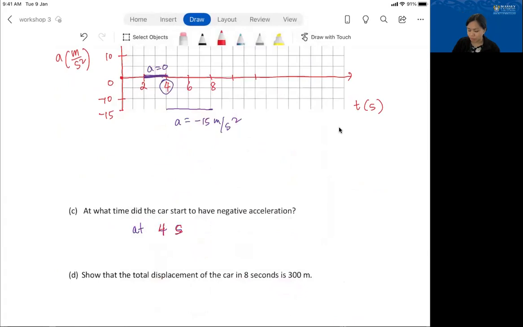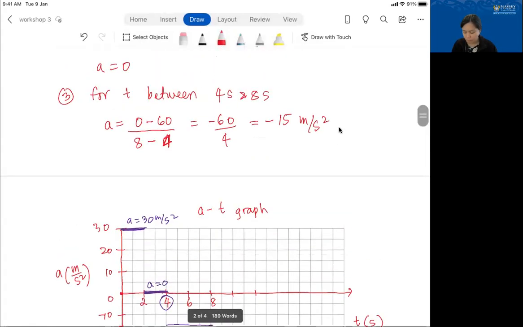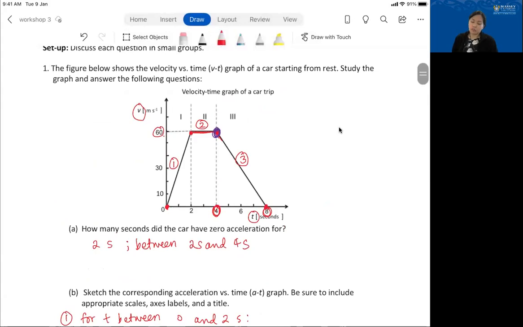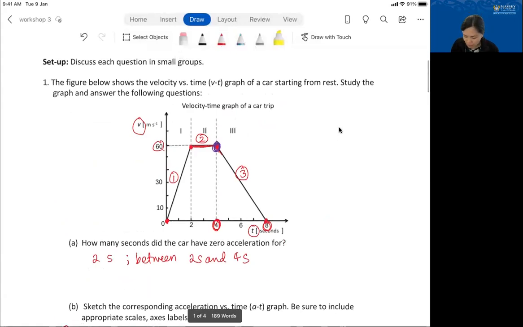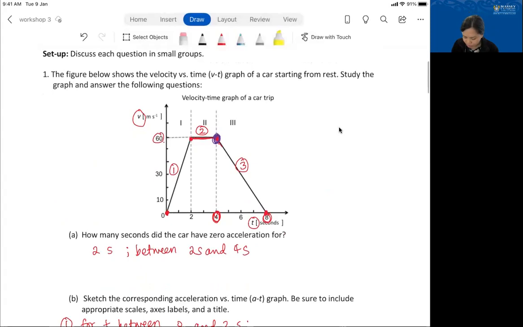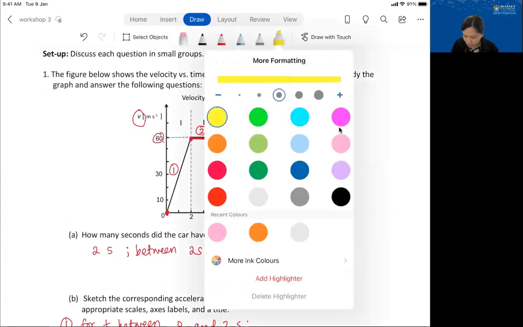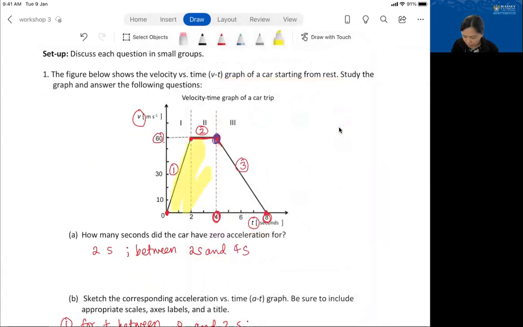And finally, show that the total displacement of the car in 8 seconds is 300 meters. Right, so we have a velocity versus time graph. To find the displacement, we need to calculate the area between the graph and the horizontal axis. So it's just a single trapezoid that we need to calculate the area for. So it's the whole trip from 0 to 8 seconds.